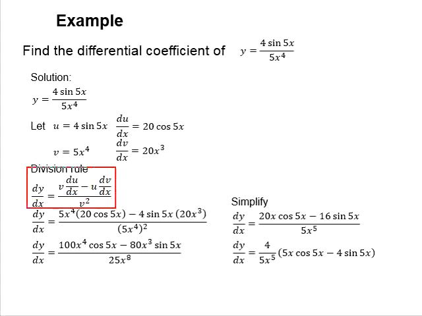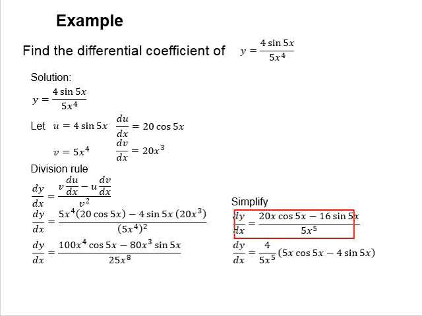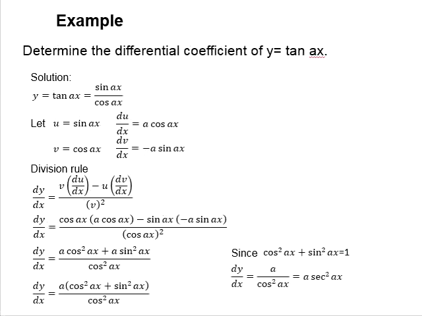Adopt the formula for the division rule, which will be (v du/dx minus u dv/dx) divided by v squared. Reorganize the equations, you get this. Simplify the equations and you get this. Let us try another example.